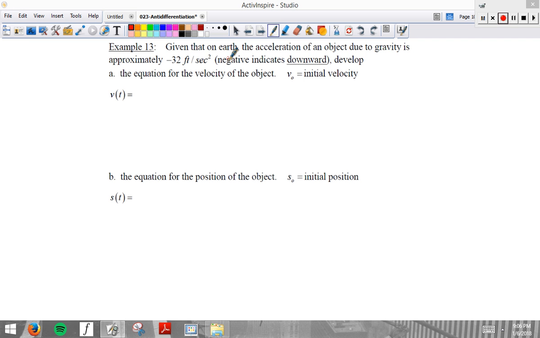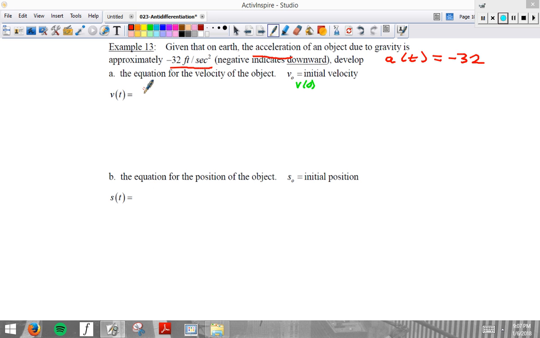So on Earth, the acceleration due to gravity is this. So that means a of t equals negative 32. Develop the equation of the velocity of the object if v naught is just the initial velocity. So that's v sub naught, or v of 0. So that's velocity at time 0. That's what that notation's for. Again, review 3-1 for maximum effect here.